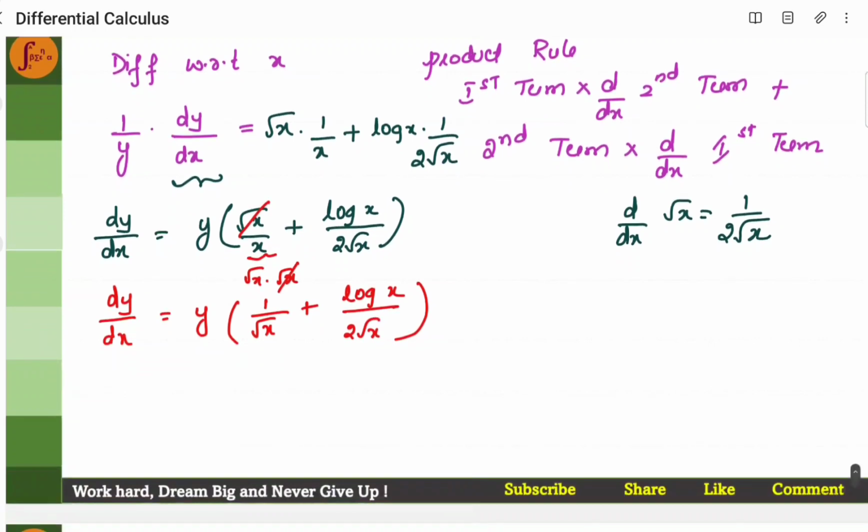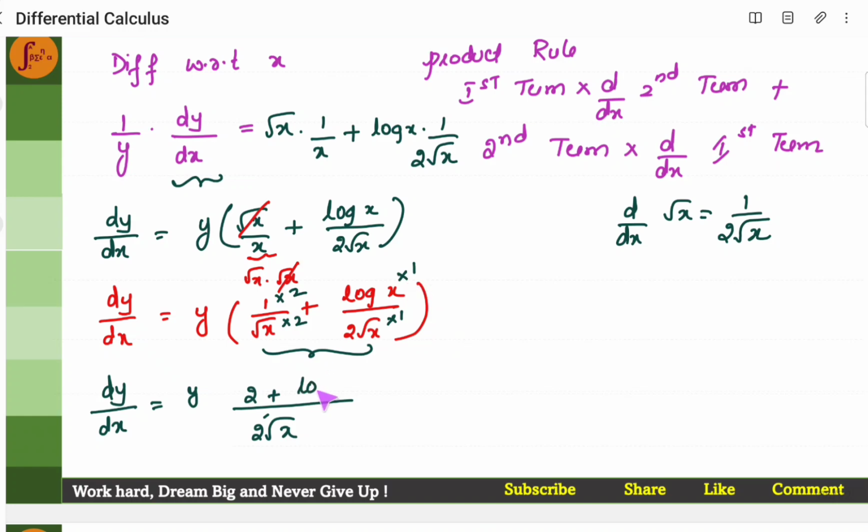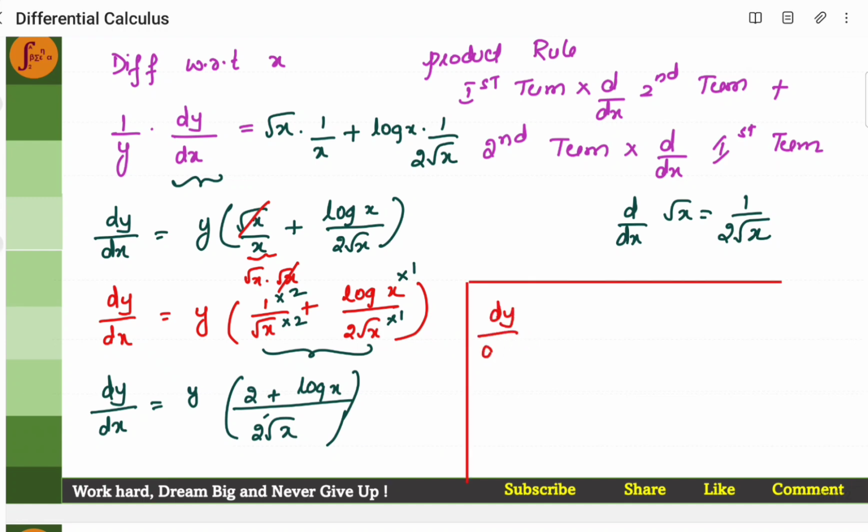Now let's simplify this further. I'll take the LCM. Between these two, the LCM would be 2 root x. So I will have to multiply this with 2, only then I will get 2 root x. But I have to multiply the numerator too. So I'll get 2 plus, and here I multiply the numerator, so I get log x. So basically dy by dx is equal to y into (2 plus log x) by 2 root x.